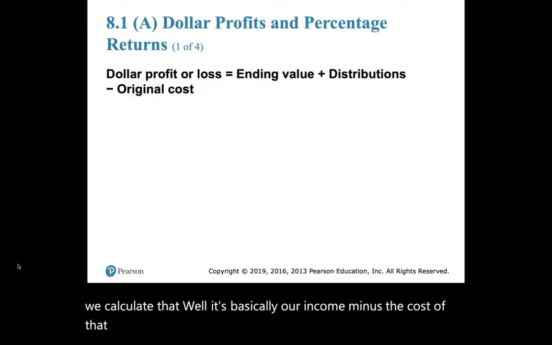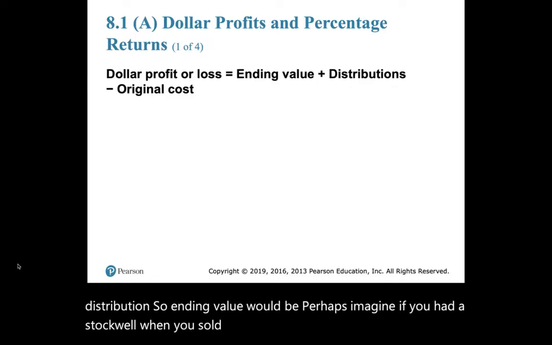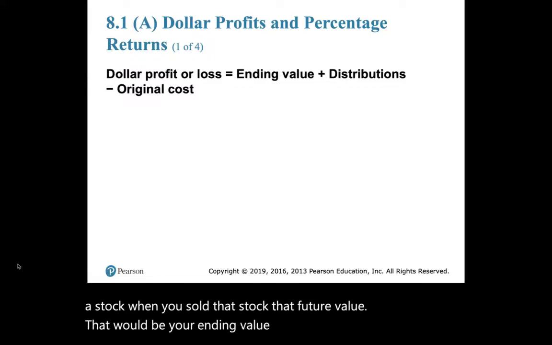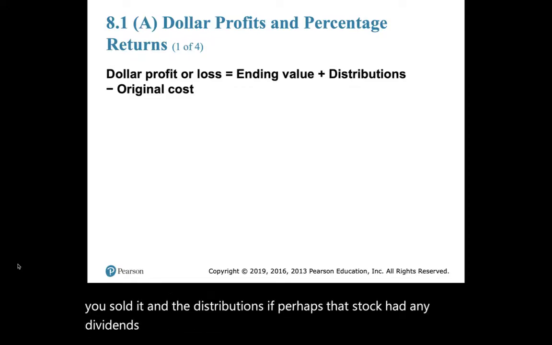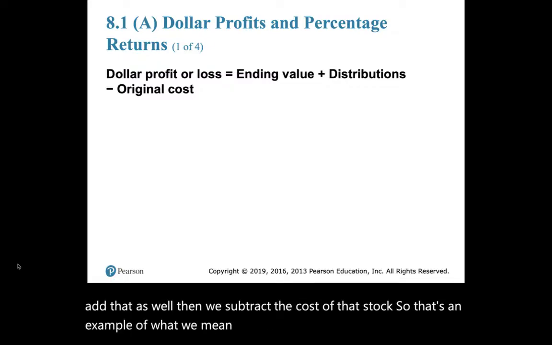This is what we mean by ending value plus distribution. So ending value would be, perhaps imagine if you had a stock. Well, when you sold that stock, that future value, that would be your ending value, the price of that stock in which you sold it. And the distributions, if perhaps that stock had any dividends, that would be part of your income as well. So we would add that as well. Then we subtract the cost of that stock. So that's an example of what we mean by our ending value plus distribution minus original cost.